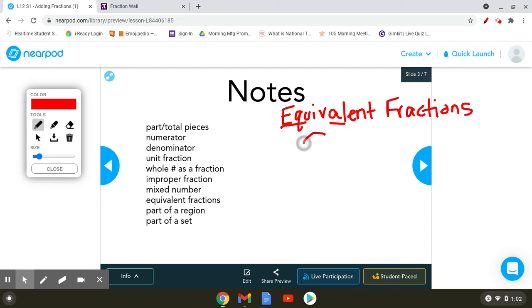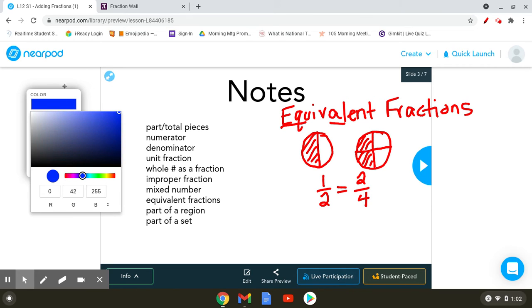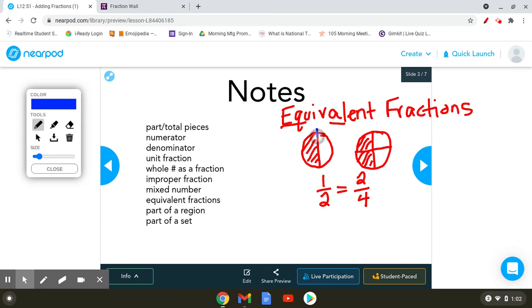So if I have this picture here of halves, and I have this picture over here of fourths, if I shade in 1/2 over here to represent the same exact value, I would have to shade in not 1 piece, but 2 pieces. 2 out of the 4 pieces. But you can see that they still have the same value because they both show that this much of our shape is shaded. So we're going to be doing a lot with equivalent fractions.